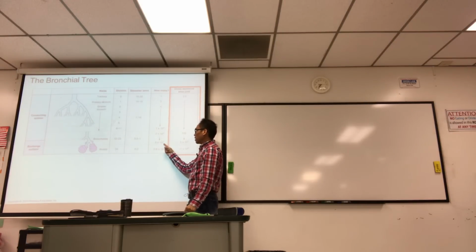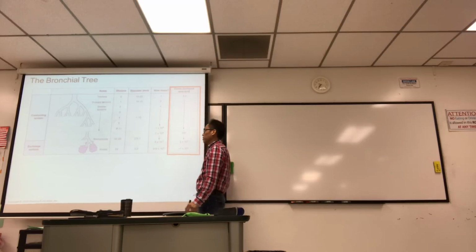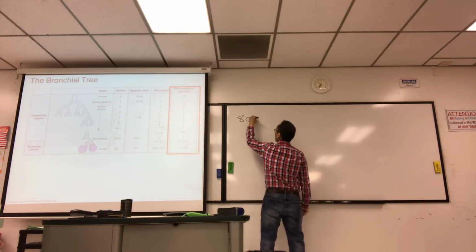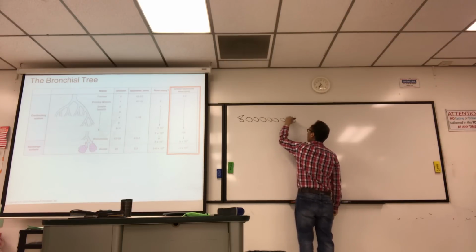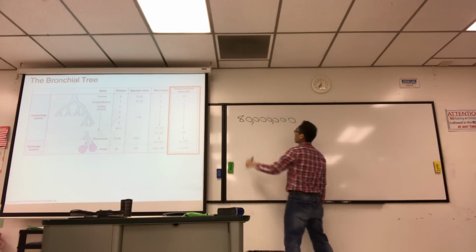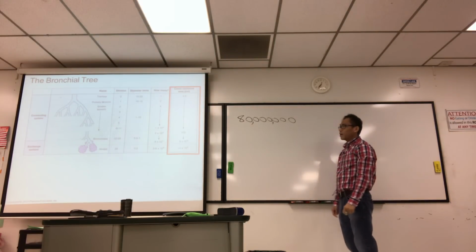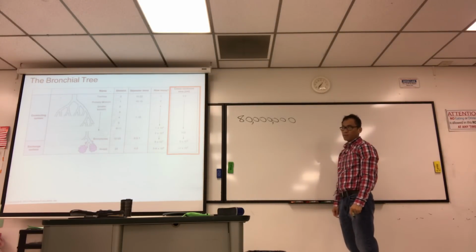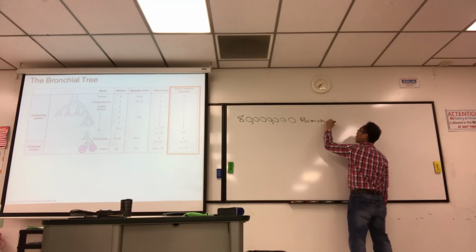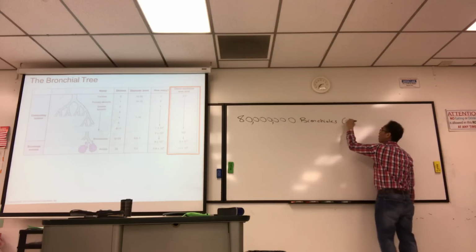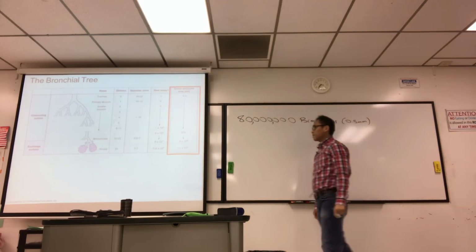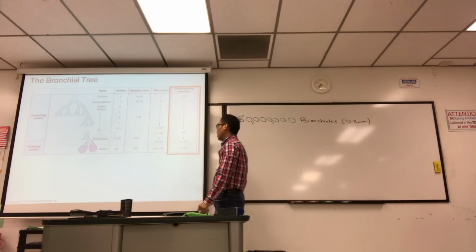You've got 8 times 10 to the 7 bronchioles. It's a big number. 80 million bronchioles. The airways are very small though, 0.5 millimeters in diameter. The last division is the dead end, the alveoli.